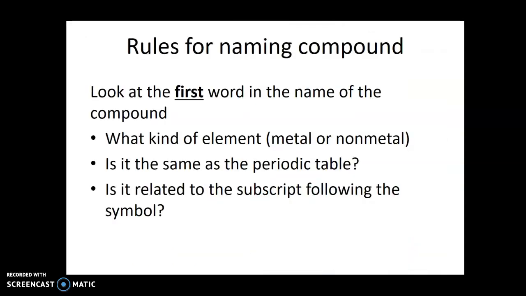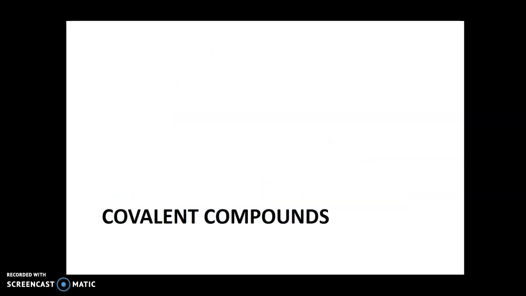Now we're going to do the same thing, but this time we're going to look at covalent compounds. So again, we want to look at the first word. What kind of element is it, metal or nonmetal? Is the name the same as the name on the periodic table? And is it related to the subscript following the symbol? So here are the covalent compounds.